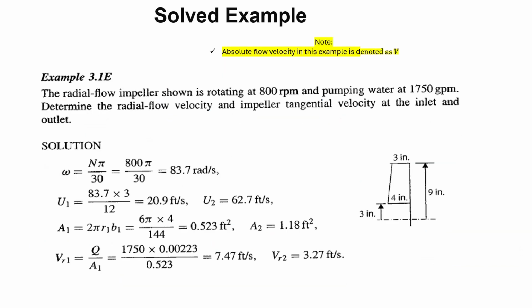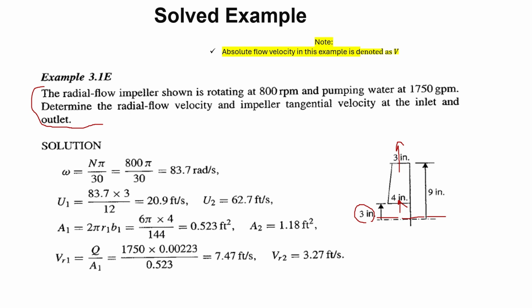Okay, so let's take an example for right now. Let's take an example pertaining to a radial flow impeller. So we have a radial flow impeller. Okay, this is the axis of rotation. Now we have the inlet to the rotor. We have the flow entering the rotor at a radial distance of 3 inch.